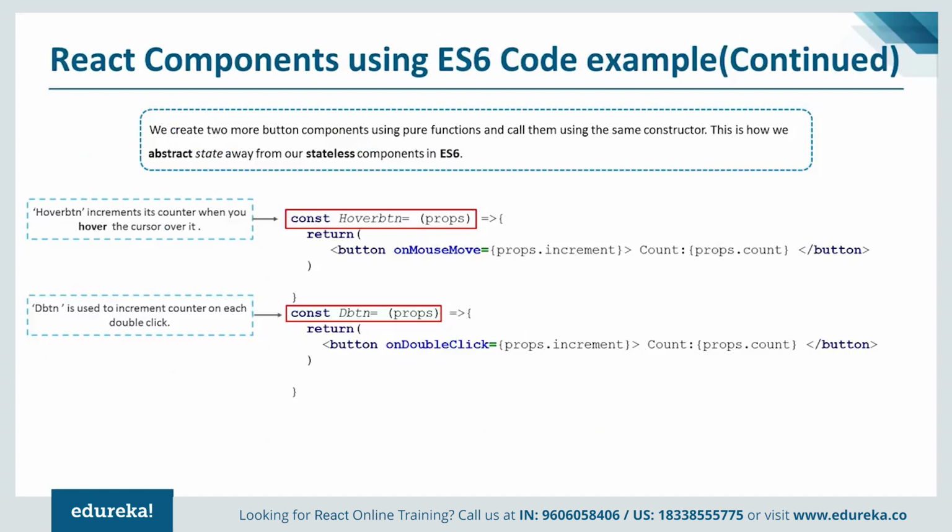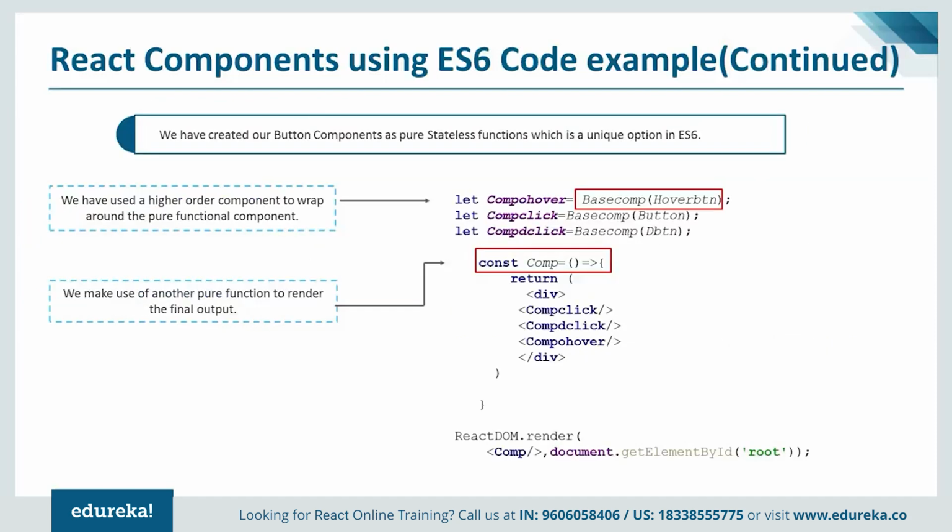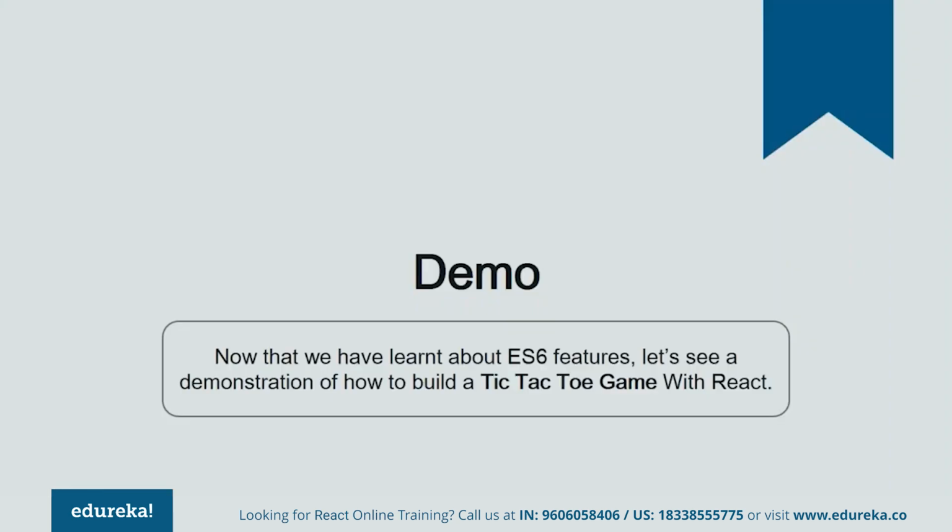Now, just like we created in the demo the two increment counters for the two buttons, here we are using them for the hover button and the D button. This is the same code which we saw in the demo. Now we have an understanding of the ES5 and ES6 components and the classes.